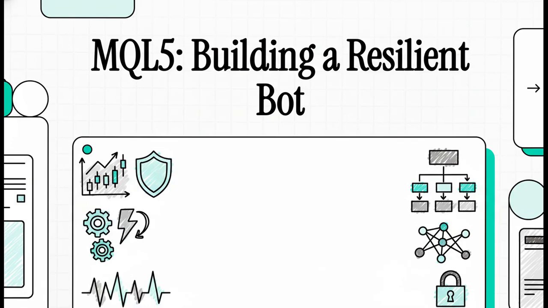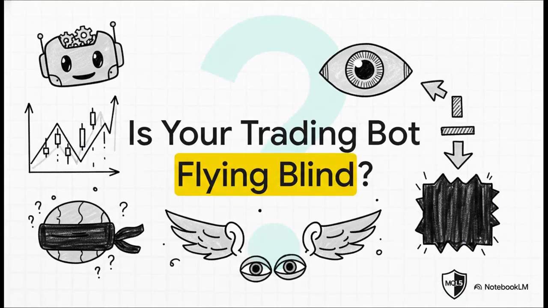All right, let's talk about building a tougher, smarter trading bot. Today, we're going to dive into a super important part of the MQL5 language, the checkup functions. These are the tools that can take a fragile script and turn it into a professional-grade program that can actually survive out there in the real world. So, let's just jump right in.